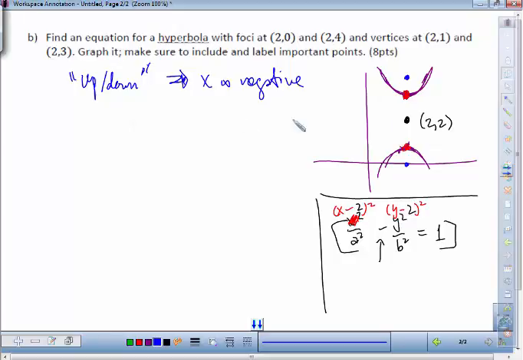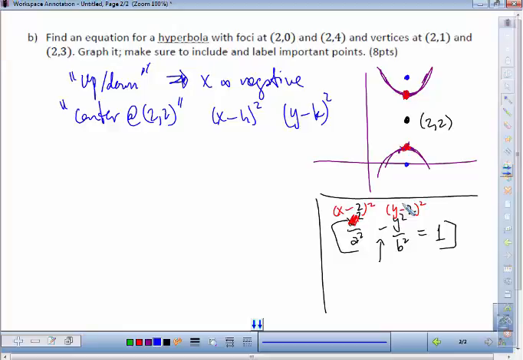Center. If it's not at the origin, that means you have (x minus h) squared and then (y minus k) squared. It's not just an x squared and a y squared. It's going to be x minus something squared and then y minus something squared. Okay?